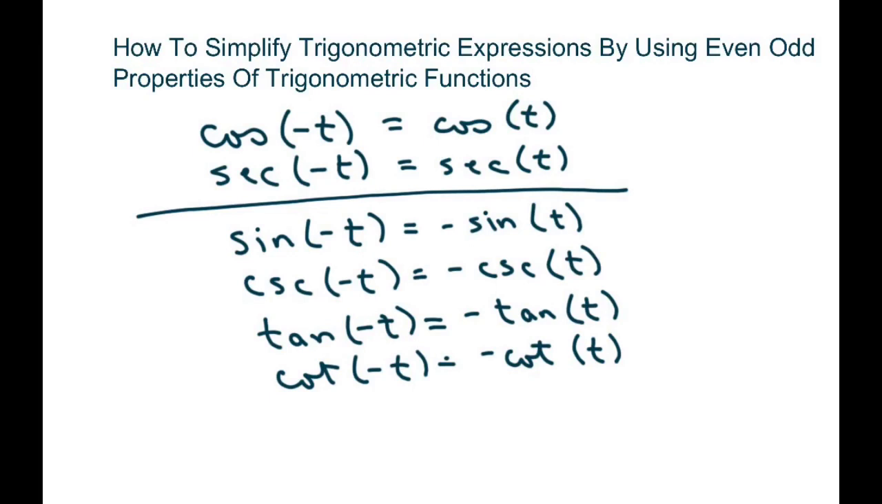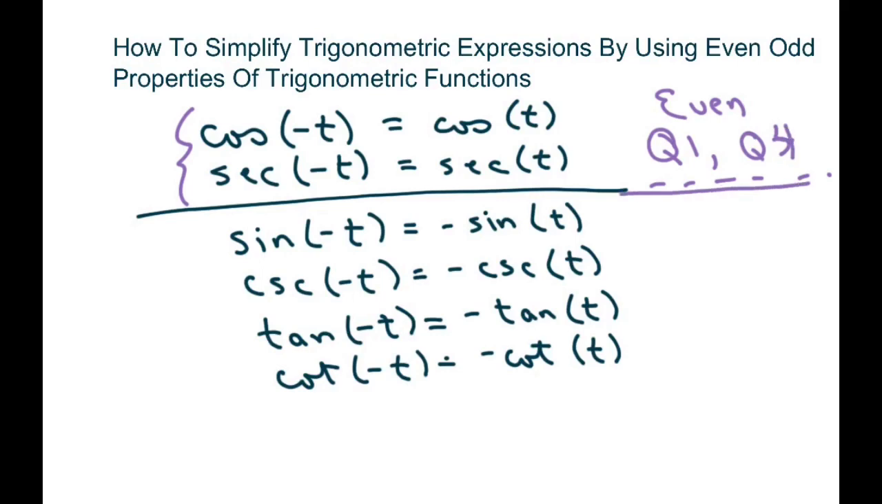We're going to do about 4 examples on how to simplify trigonometric expressions by using even-odd properties of trig functions. So, for example, cosine and secant are both even, and that means I can just take away the negative from my angle. These are even, and the main reason you can do that is because cosine has the same values in quadrant 1 and quadrant 4.